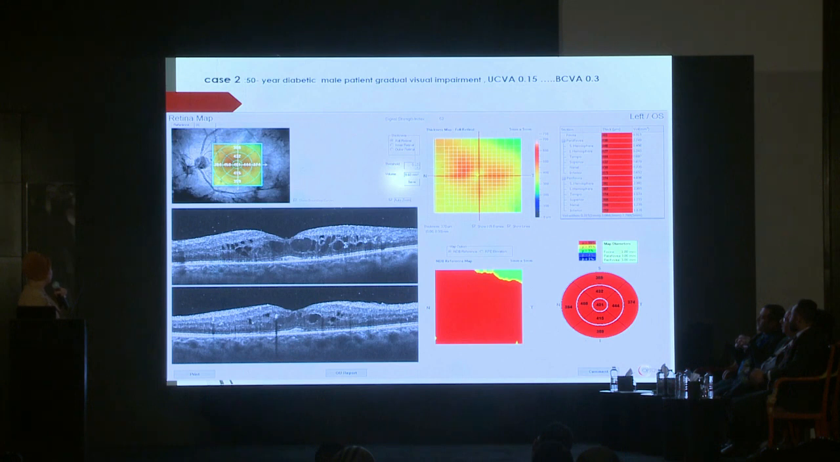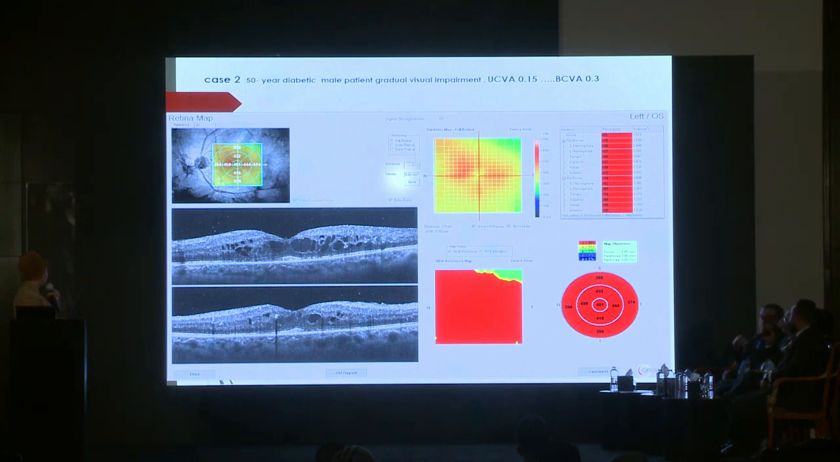A 50-year-old diabetic male presented with gradual visual impairment, uncorrected visual acuity 0.15, best corrected 0.3. This is the OS. And Dr. Mohammed Tawfiq, can you interpret this OCT finding?